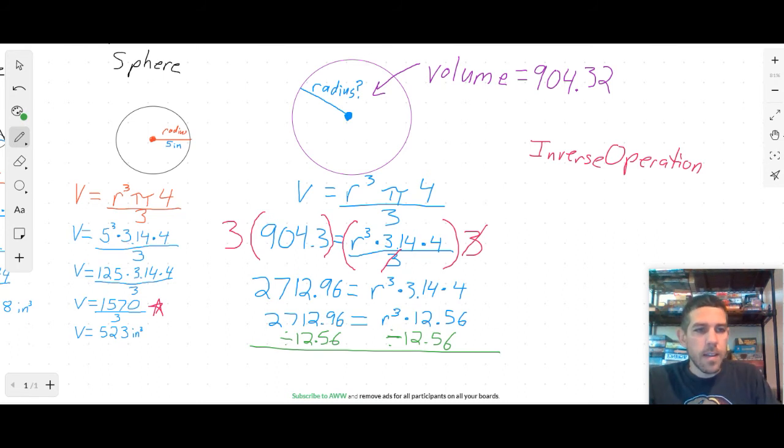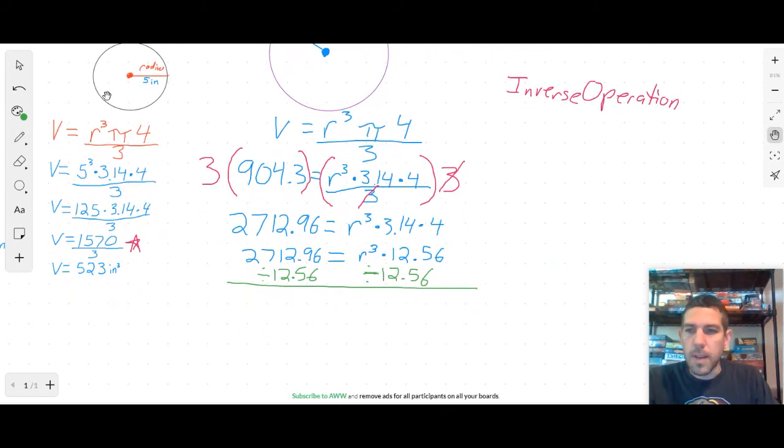Let's see what that gets us. When I take the 2712.96 and I divide it by the 12.56, I get 216. And on the right-hand side, this all cancels out because multiplying and dividing are inverse steps. So now I have 216 equals, the only thing left, r to the third power.